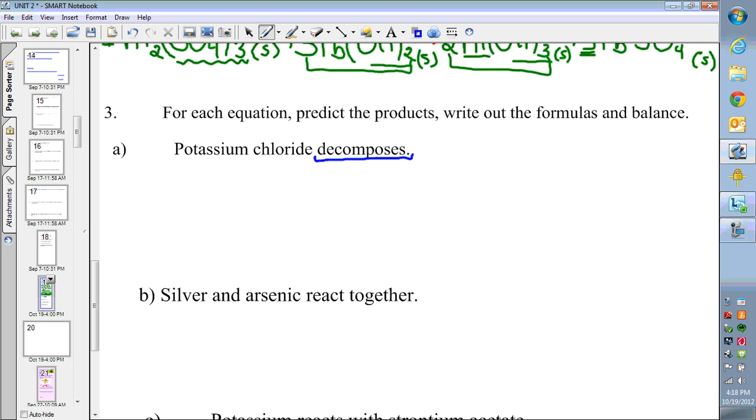So we'll write our formula for potassium chloride. Potassium is a +1. The chloride ion is a -1. Those two charges balance just fine. So potassium chloride, KCl, we'll call that a solid. It decomposes into the elements. The elements are potassium and chlorine. When you write Cl by itself, it's diatomic, Cl2, and it's a gas. So KCl breaks up into potassium and chlorine. All that from the word decomposes because it breaks up to the elements that make it up.